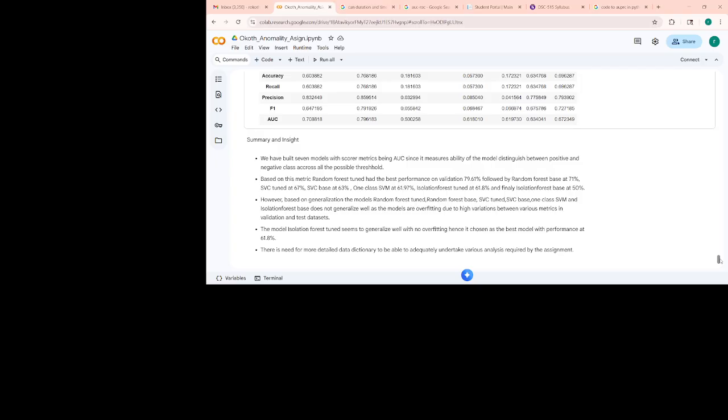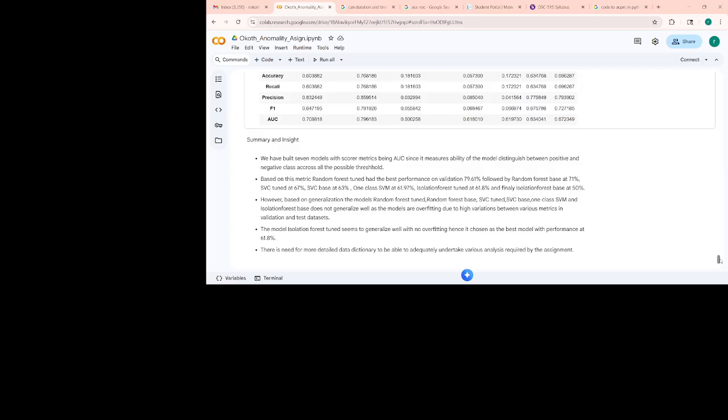Based on this metric, random forest tuned had the best performance on validation at 79.61, followed by random forest base at 71, and support vector classifier tuned at 67, followed by support vector classifier base at 63. Then one class support vector machine at 61%, followed by isolation forest tuned at 61, and finally isolation forest base model at 50%.